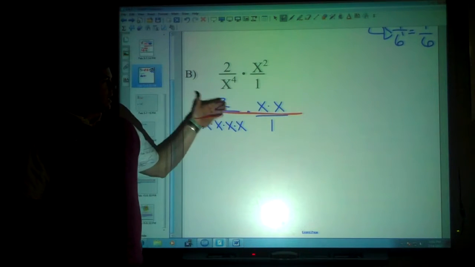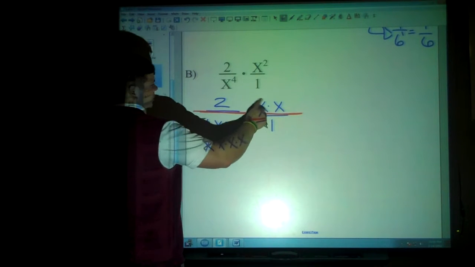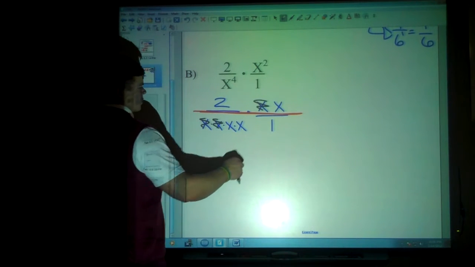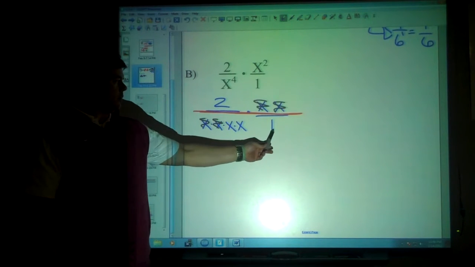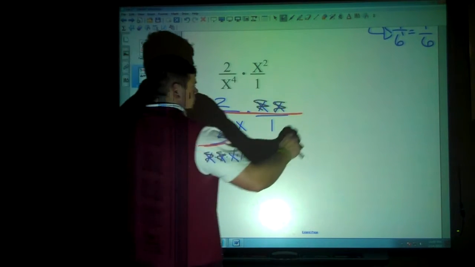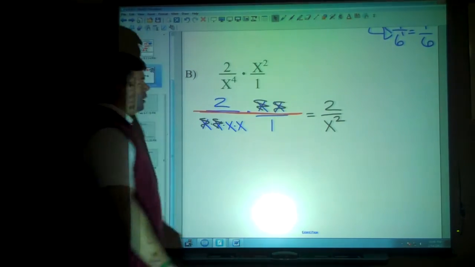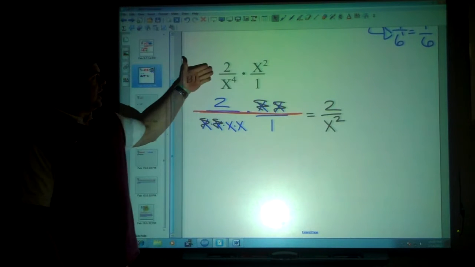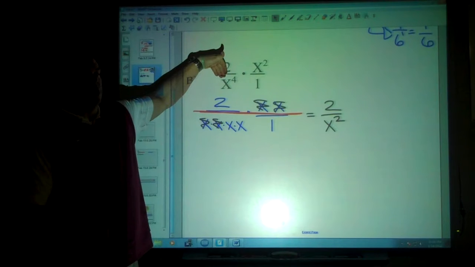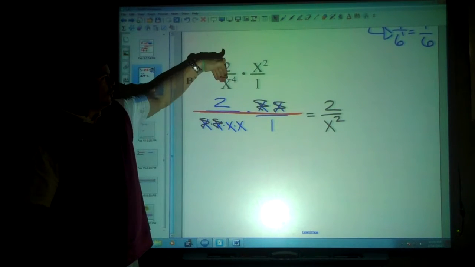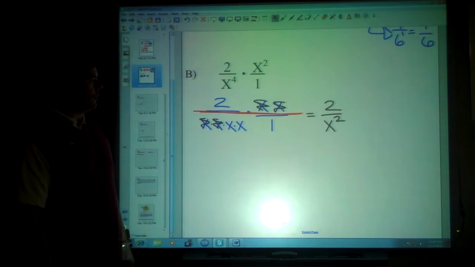Now you think about everything on top compared to everything on the bottom, and one of these x's will cancel out with one of those x's, and one of these x's will cancel out with one of those x's, and you're now left with 2 on top, x squared on the bottom times 1, which just makes x squared. So your answer would be 2 over x squared. Now, again, I like to look at it and say, I have 2 x's on top and 4 on the bottom, so there are clearly 2 more x's on the bottom, so 2 over x squared would give us the same answer. But you can break it down this way if it helps you to do your math.